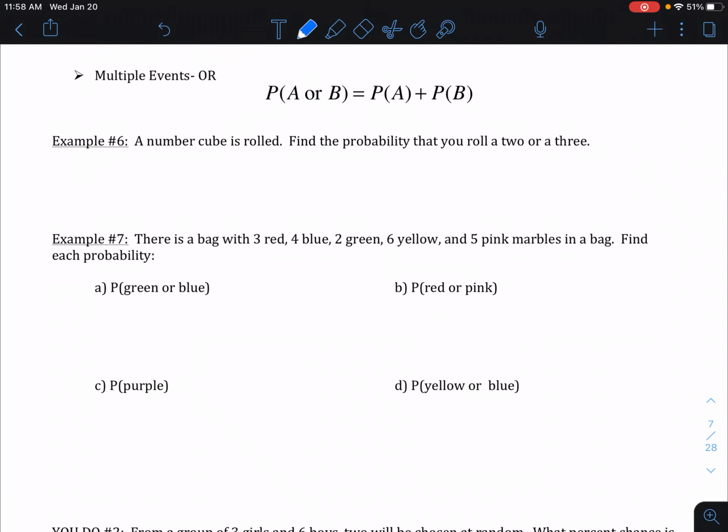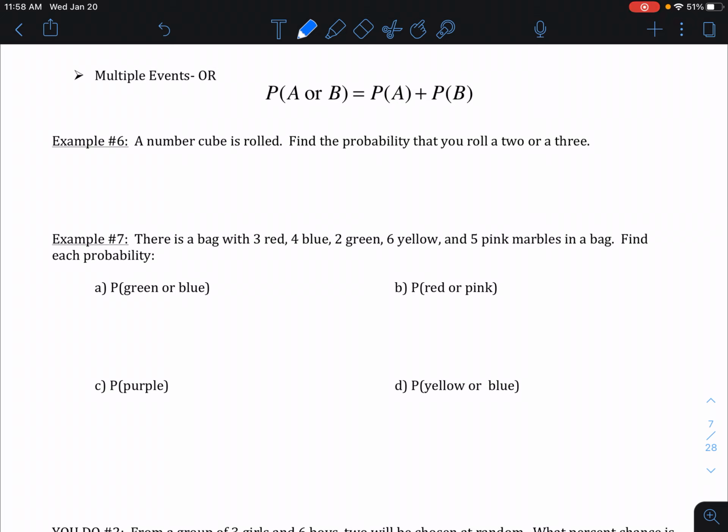Okay, next up, it's kind of like part 2 of today's lesson. This is multiple events. Definitely different than the first part. This is what we refer to as something or something happening. Okay, don't confuse this with 2 things happening in a row. In this part, you're pulling things out of a bag. What's the chances of getting a green or a blue? You're only having one pull here. You're not having multiple pulls.